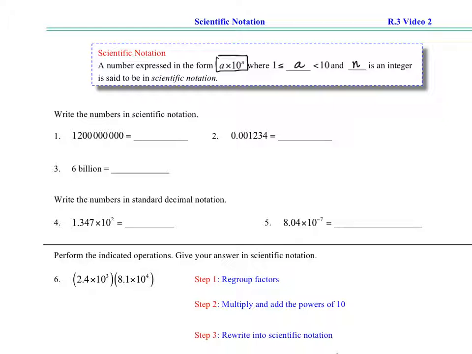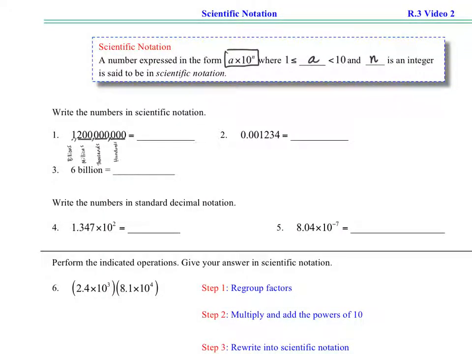So for example, here's hundreds, thousands, millions, billions. So we have 1,200,000,000. We can write that in scientific notation as 1.2 times 10 to some power. What we want to do is just count up the place values after the 1. So we would go over 1, 2, 3, 4, 5, 6, 7, 8, 9. So it would be 1.2 times 10 to the 9th.